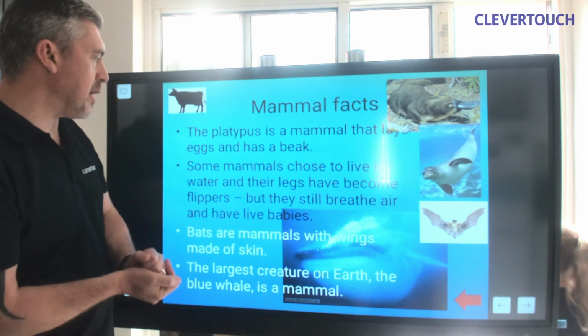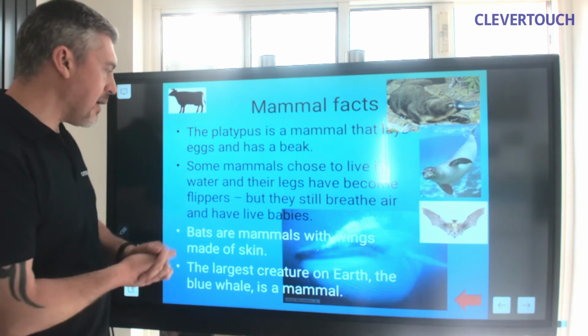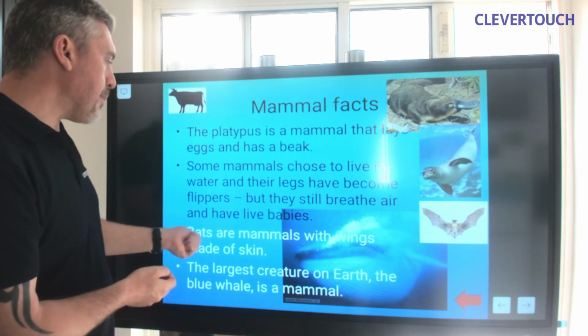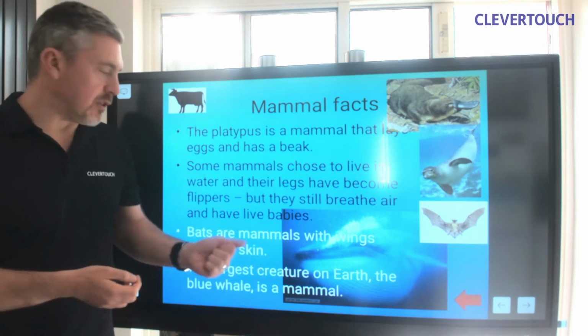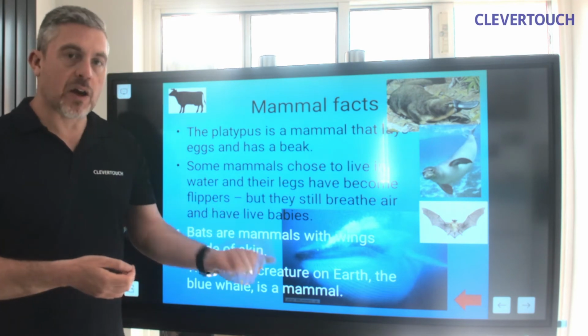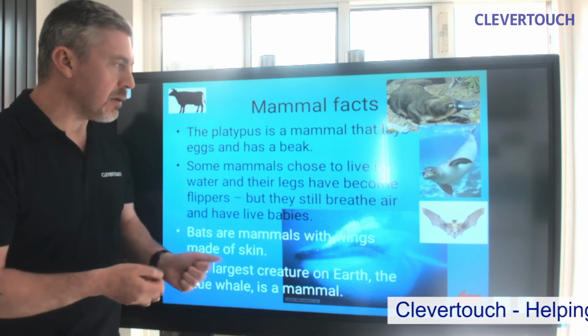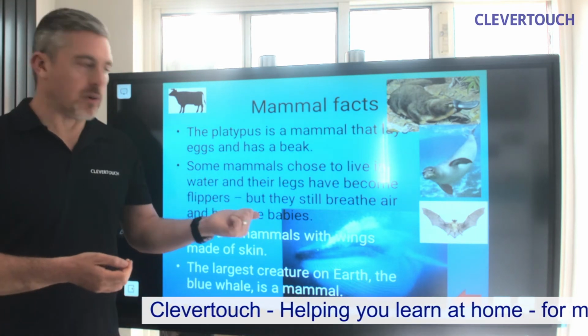Some mammals choose to live in water and their legs have become flippers, but they still breathe air and have live babies, and they still give their young milk. Bats are mammals with wings made of skin, so they don't have feathers, and they are still mammals. The largest creature on earth, the blue whale, is a mammal. Okay, so those are all the facts about all those creatures.